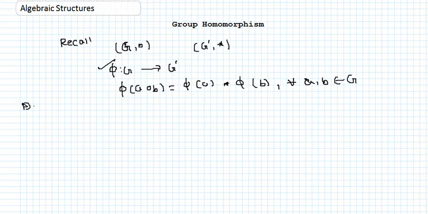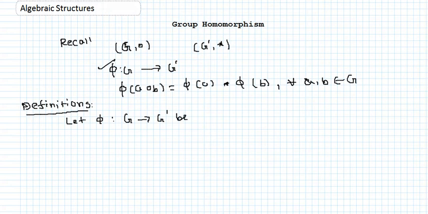So in this direction, here we have a few more definitions. Let phi from G to G dash be a group homomorphism. Now, because phi is a function, we can talk about one-to-one functions, and so on.